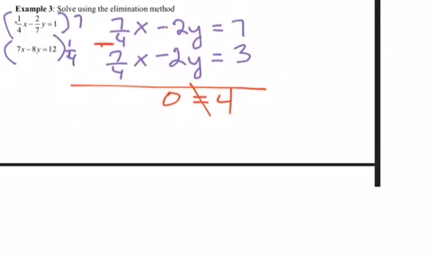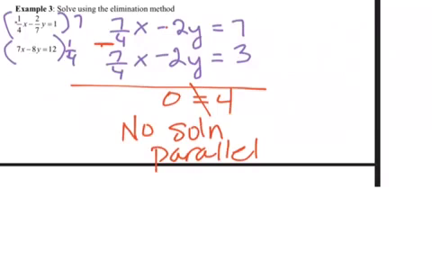This is not a true statement, so we have no solution. If I have no solution, that means I have parallel lines. They never cross.